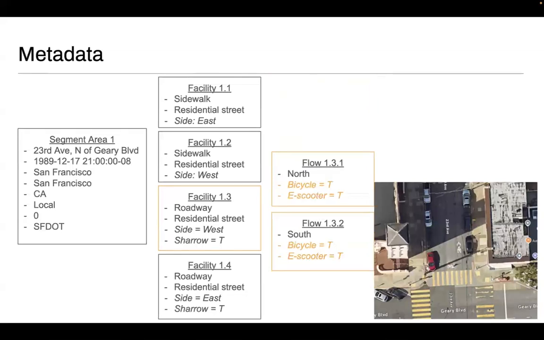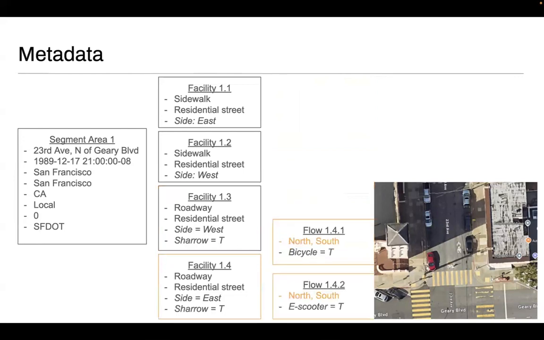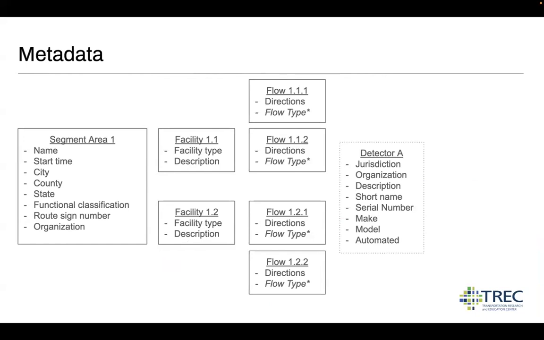Or you can combine the mode of travel and separate direction of travel. Here, you're combining bikes and scooters, but differentiating between the direction of travel, north and south. And lastly, in this example, you're combining direction of travel, but keeping the mode of travel separate. So as you can see, you can have multiple flow types for a single facility and multiple facility types for a single segment area.